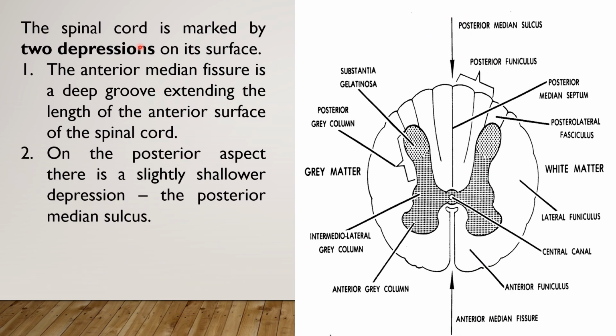The spinal cord has two depressions on its surface, one on the anterior surface and the other on the posterior surface. The anterior depression is called the anterior median fissure because it is a deep groove extending the length of the anterior surface. On the posterior aspect there is a slightly shallower depression called the posterior median sulcus. Here you can see the anterior median fissure and here is the posterior median sulcus.